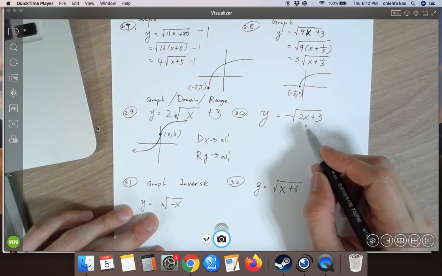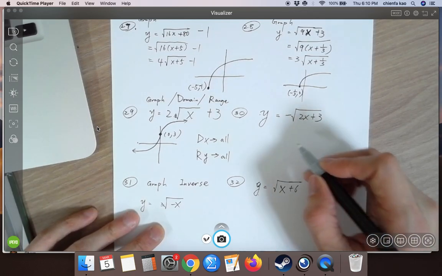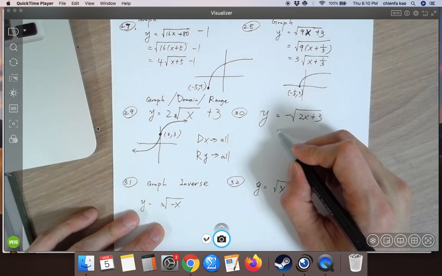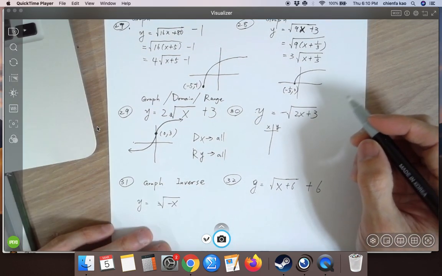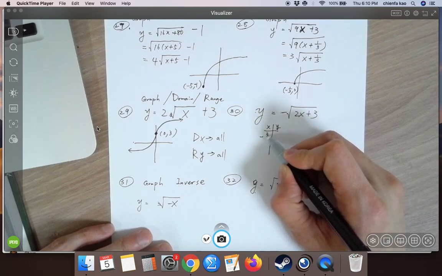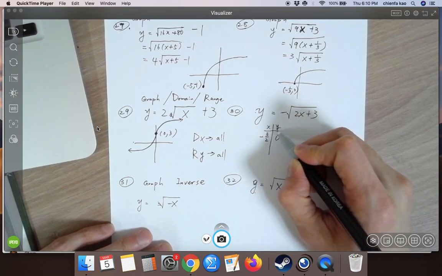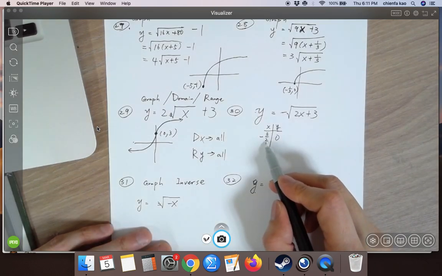domain and range. All right, this one requires a little bit of calculation. So let's do this one. So obviously, you can do that XY chart. 0 is the one that you need to worry about. So let's start with 0. So negative 3 over 2, you get 0. Okay, so x can only be at least, this is the lowest that it could be.